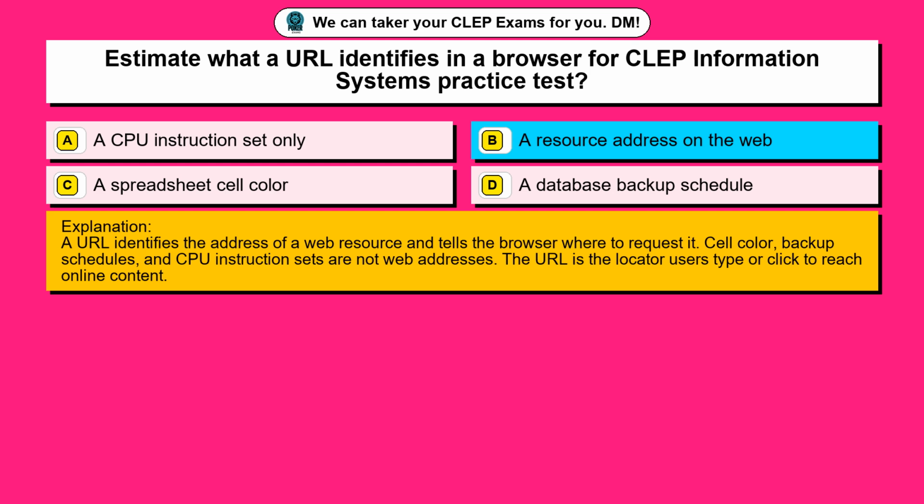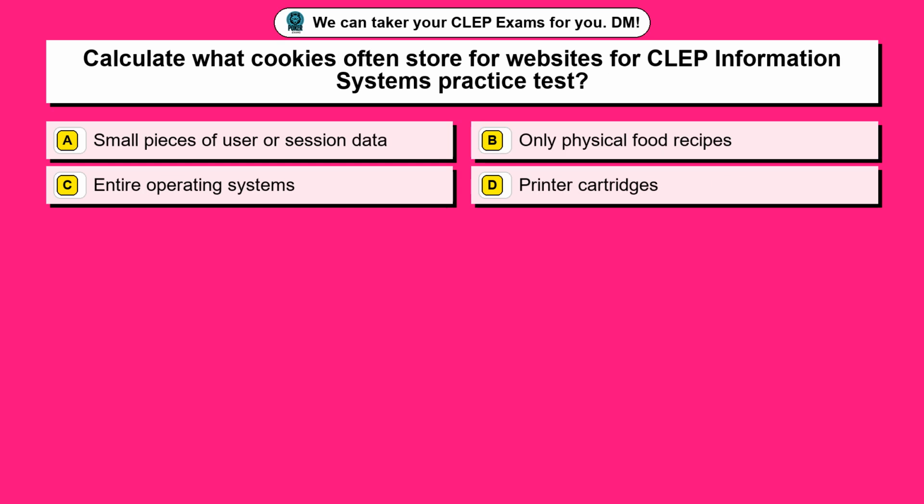A URL identifies the address of a web resource and tells the browser where to request it. Cell color, backup schedules, and CPU instruction sets are not web addresses. The URL is the locator users type or click to reach online content. Question 33. Calculate what cookies often store for websites for CLEP Information Systems practice test.